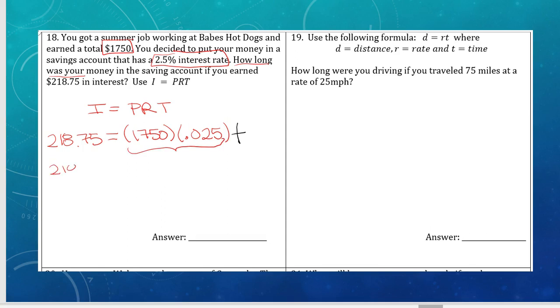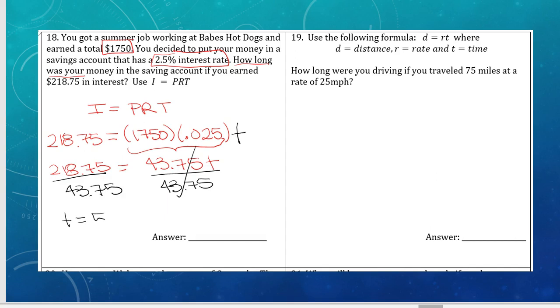I'm going to get my calculator. 218.75 comes down. Calculator work, and I am left with 4375 times t. So to get t by itself, I need to move a multiplied 4375 by dividing by 4375. Whatever I do to one side, I do to the other. And it looks like I have t equals 5. And when we talk about simple interest problems, the time is expressed in years.